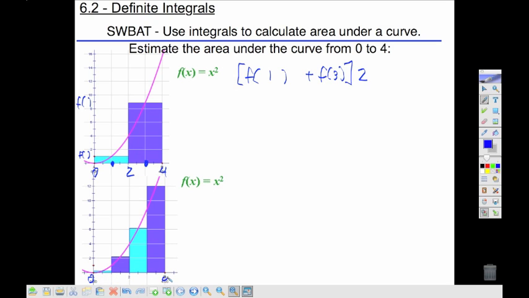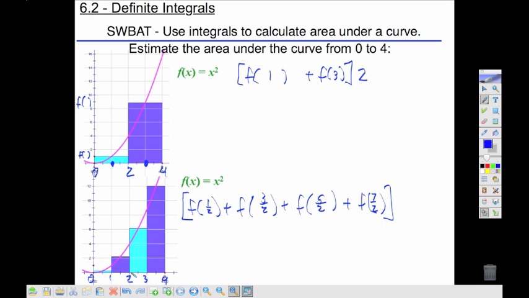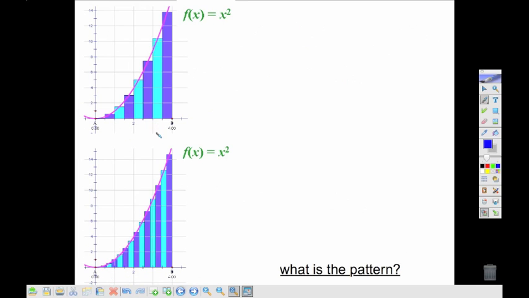So if we're, again, going from 0 to 4, and all of them also have the same width, this time the width of each of those is 1. If we want to be more accurate, we can take more rectangles, and we would use the same process. f of the first one plus f of the second one plus f of the third one. And we go across there finding each of those values until we get to our last interval here, whatever our last one is, and then we multiply that by the width of all these intervals. And this time, since we're going from 0 to 4, we have 8 rectangles, so each one of those would be 1/2.